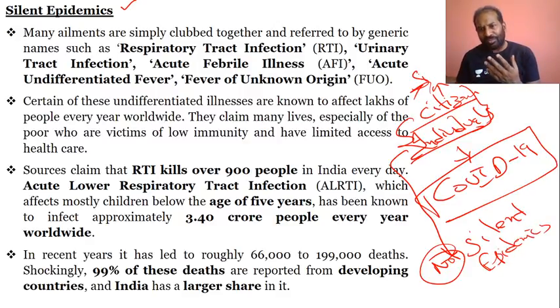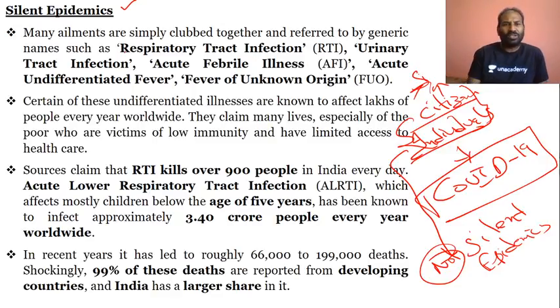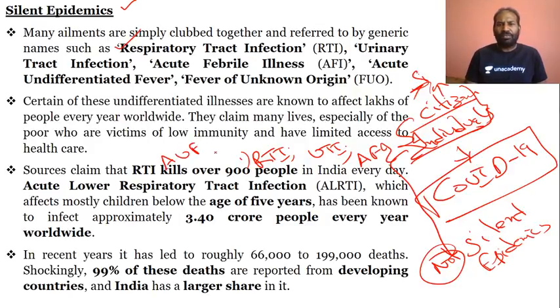That is what you have in discussions many a times in various channels also, that we are really having a fear of COVID-19, but we do not look at what are the other diseases which are actually killing humankind, wherein mortality rate is also higher. That is in regards to respiratory tract infection, RTI, and then urinary tract infection, and then acute febrile illness, and then acute undifferentiated fever or fever of unknown origin.